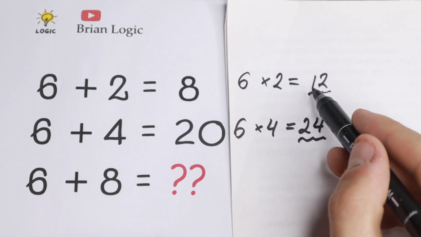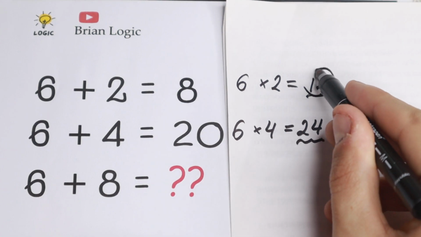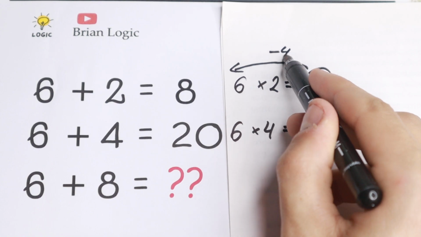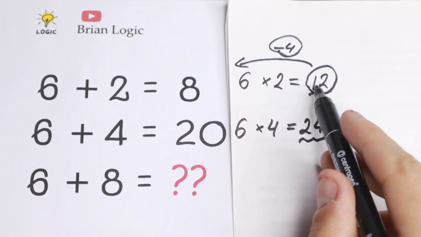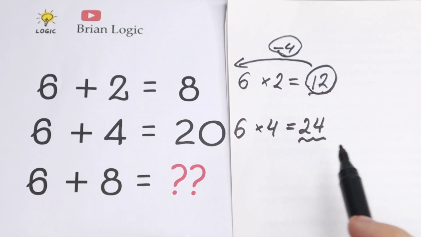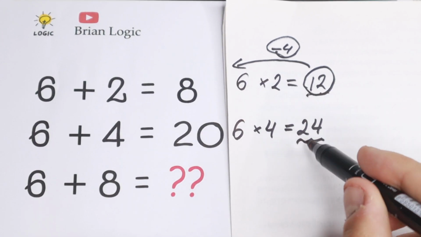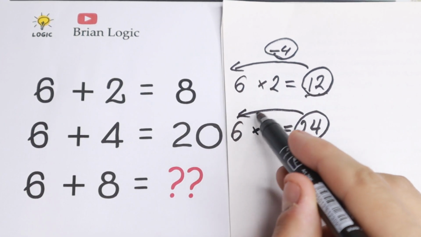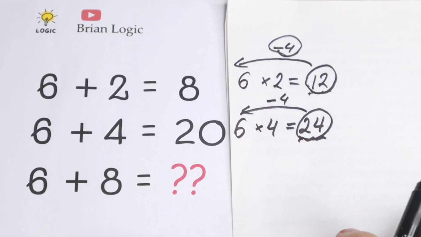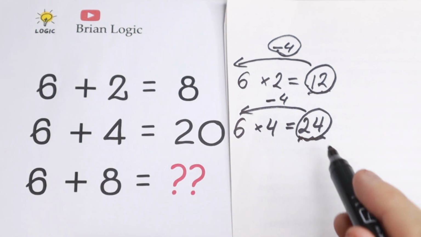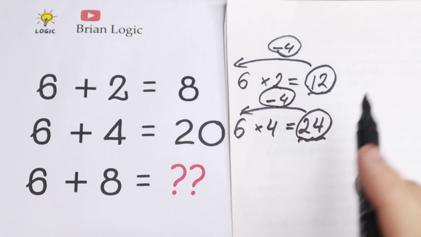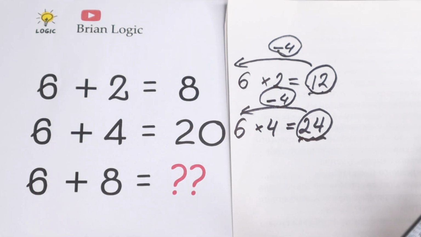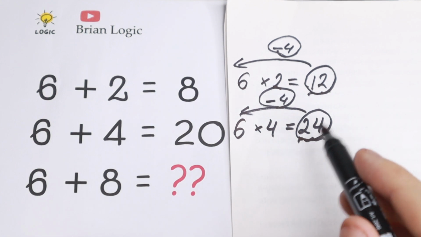If we subtract 4 from this 12, so minus 4, 12 minus 4 will be 8. So if we use the same pattern in the next row, 24 minus 4 will be equal to 20. So I hope you see this pattern between all these numbers. Let's check this pattern in the last row and find the answer. Maybe we'll have this answer, it will be really good.